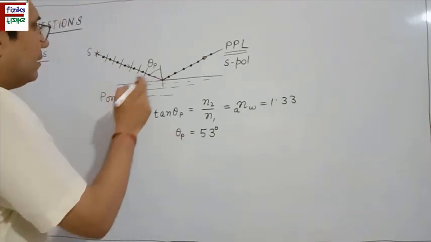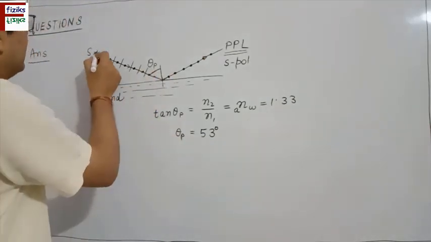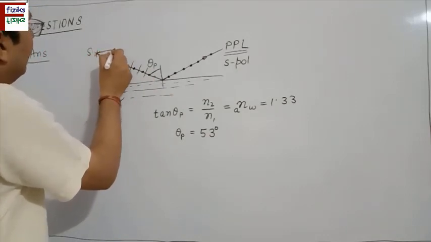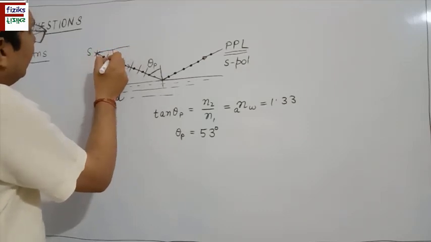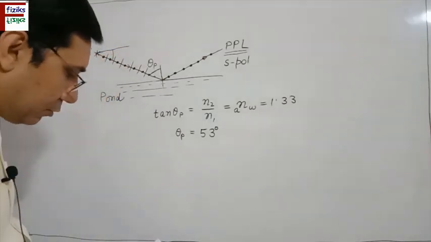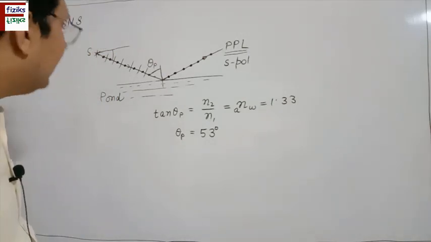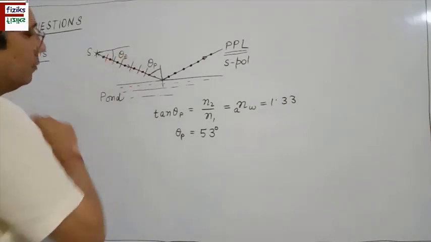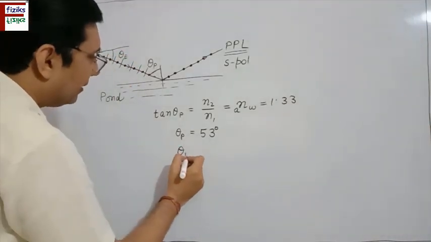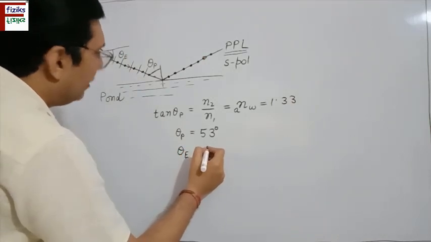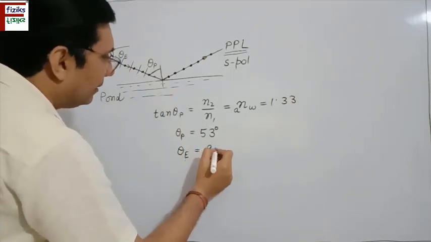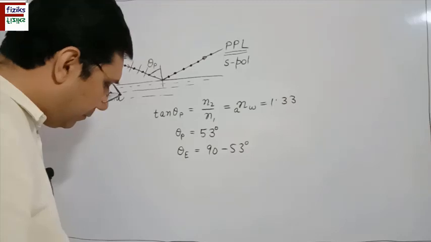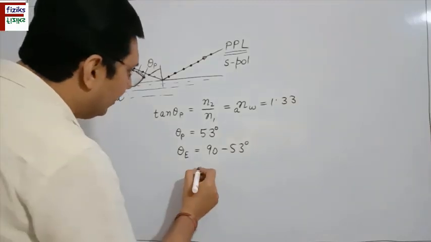This is theta p, but in the question he is asking to calculate the angle the sun's rays make with the horizon. So in this question you have to calculate the elevation angle of the sun. Suppose this is theta e. The elevation angle of the sun is 90 minus 53 degrees, so this answer will be 37 degrees.